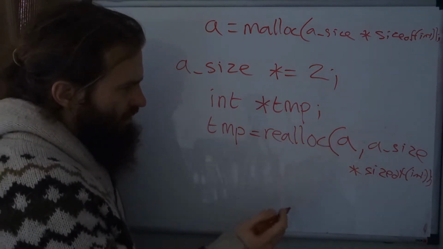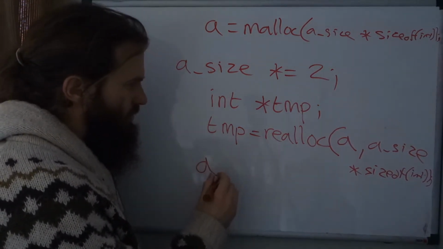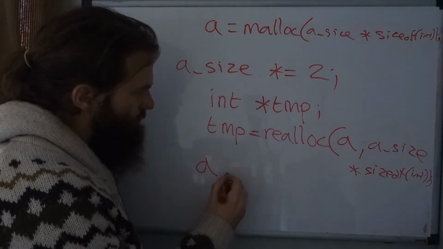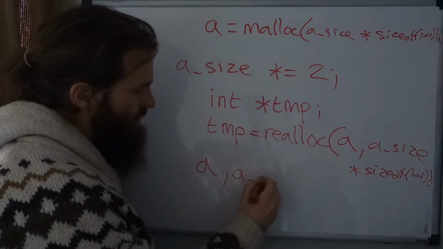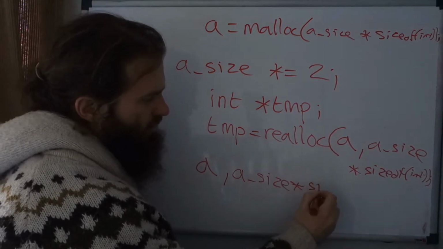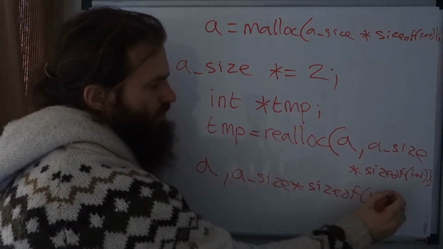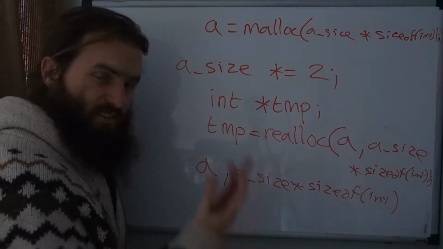So in the realloc, let's just write down here what the parameters are, so it's clear. The first parameter is A, the memory we want to reallocate. And then the new size is the second parameter, which is A_size times size of int, which is the same way that we sized the initial allocation.